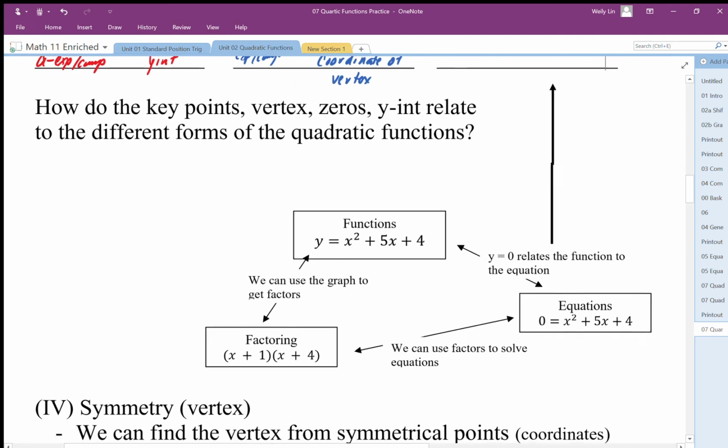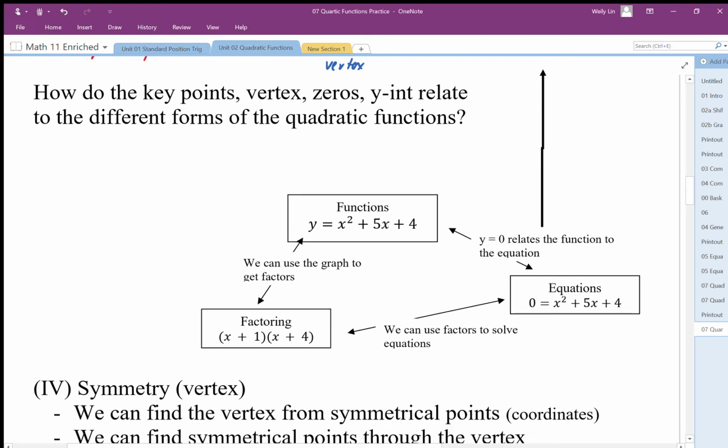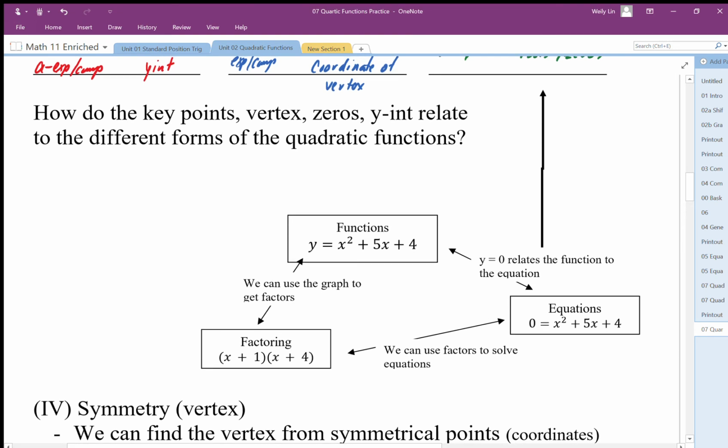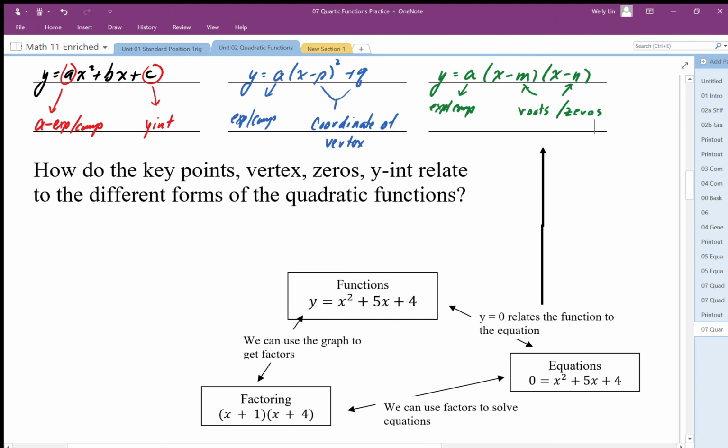So how do the key points, vertex, zeros, y-intercept, relate to the different forms of the quadratic function? We know that our y-intercept comes from our general form, the vertex comes from our graphing form, and the zeros come from the factored form.